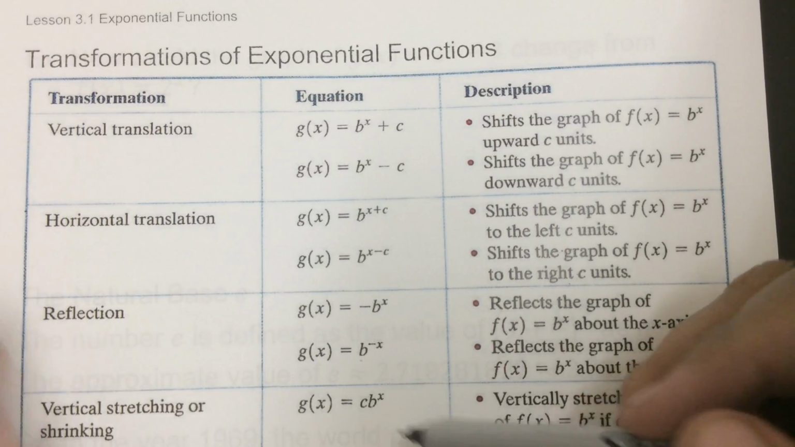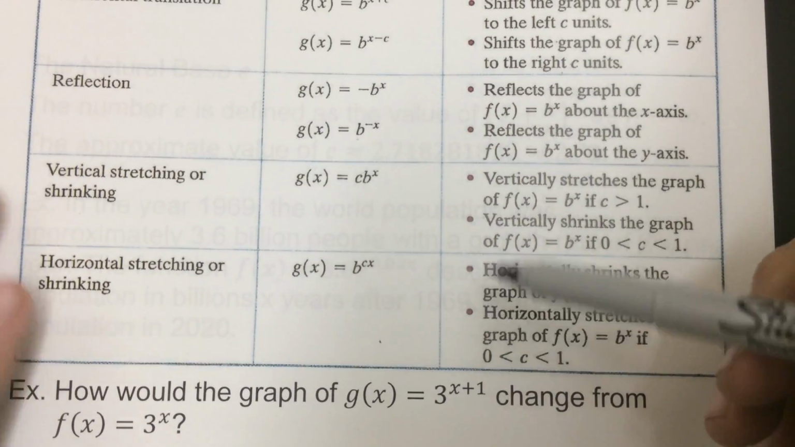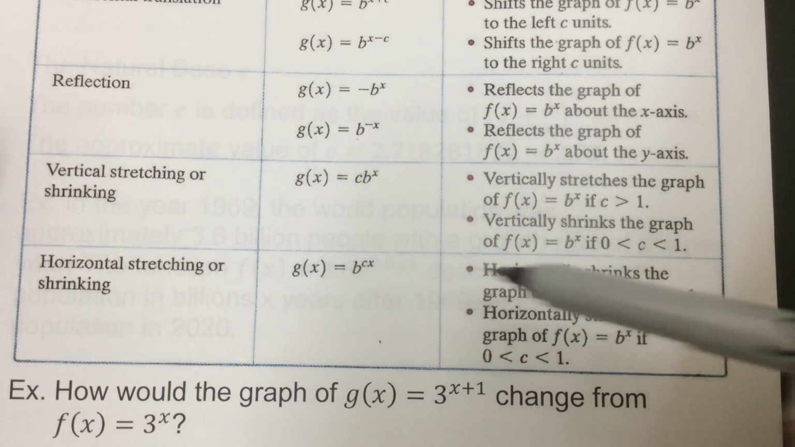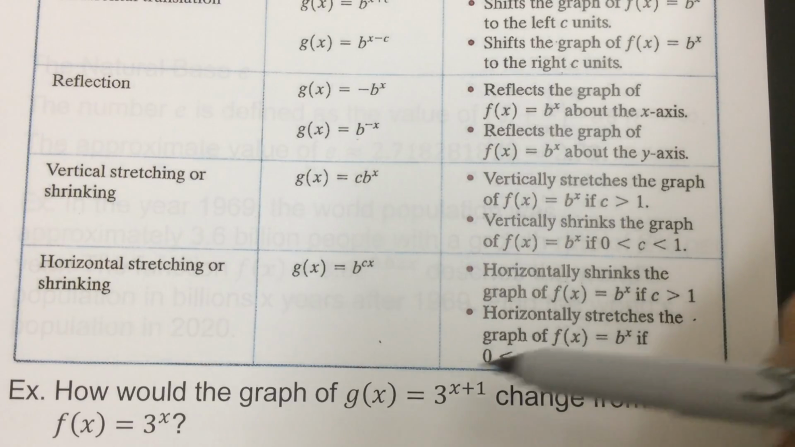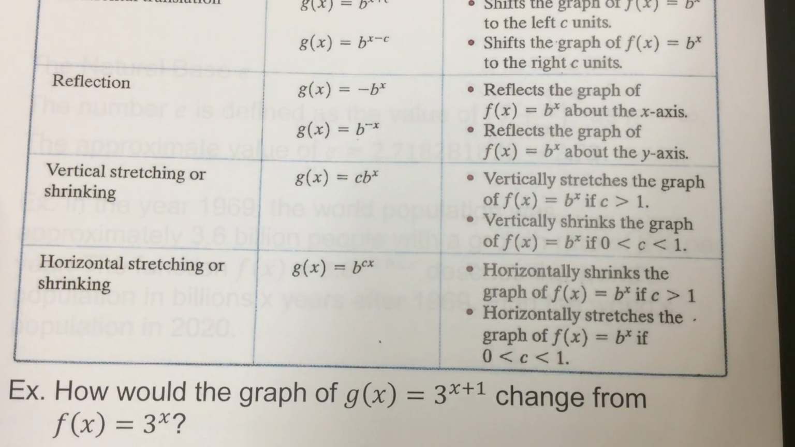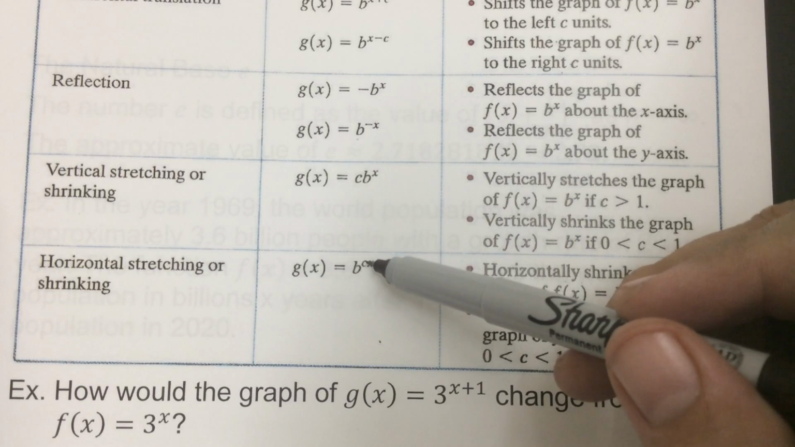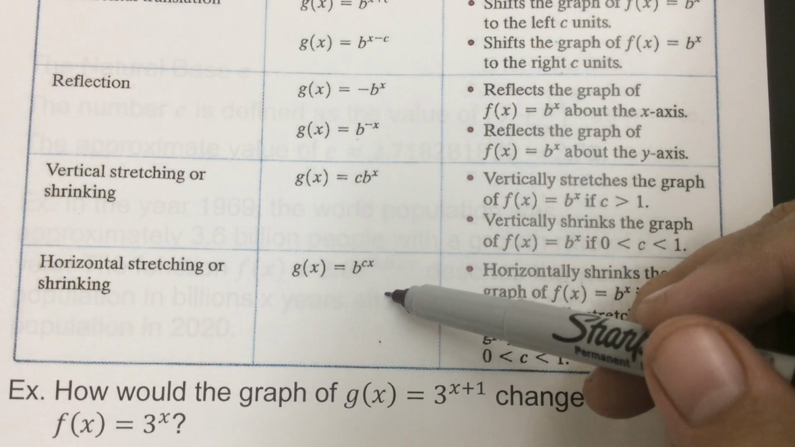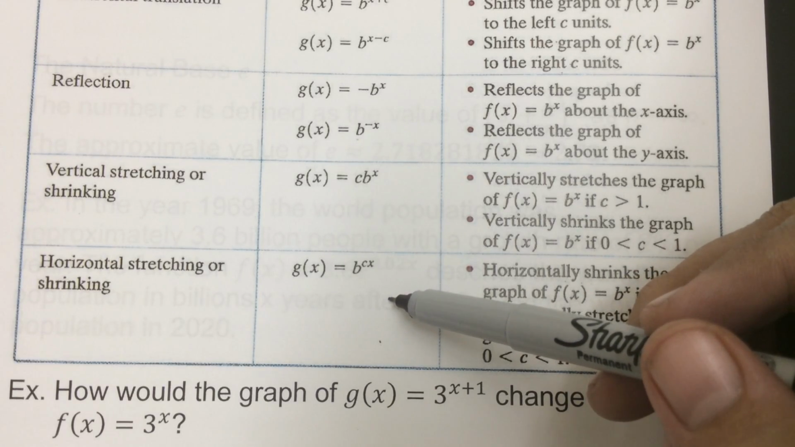Multiplying on the outside will make it look taller or shorter. Multiplying in that exponent will make it either wider or skinnier, depending on which way it goes. Now again, anything in the exponent goes opposite, so the bigger the number, the skinnier it is. The smaller the number, the wider it is.